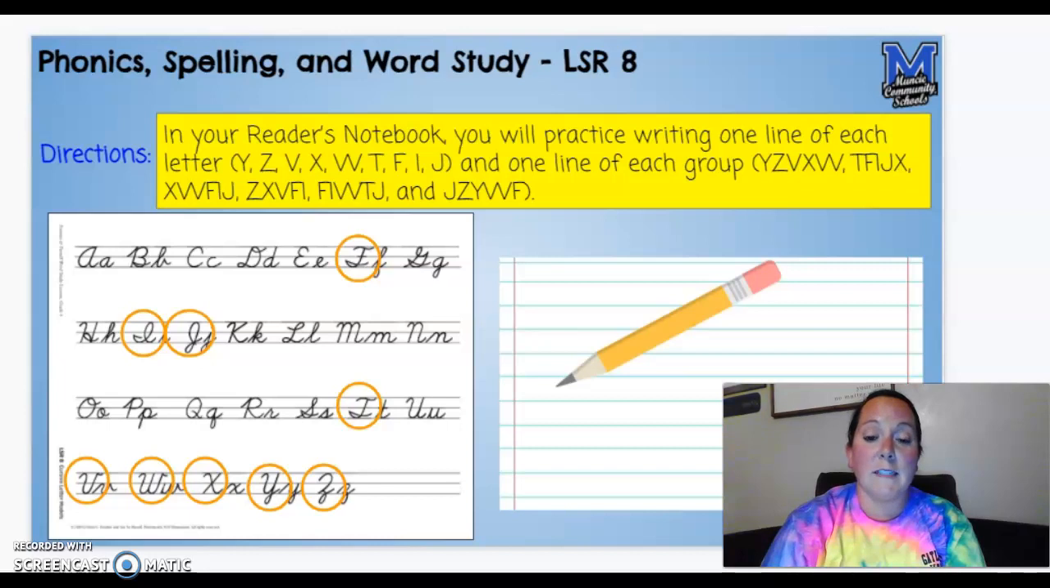Another line of uppercase and cursive F, I, W, T, J. And finally, your last line is going to be uppercase cursive J, Z, Y, W, F. Submit to your teacher when complete.